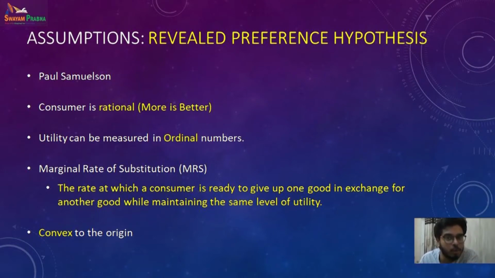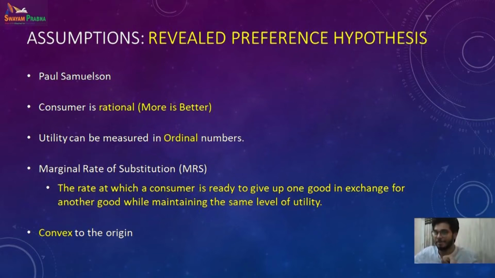We will discuss revealed preference theory in a more detailed approach in our next class. But here we will try to understand the indifference curve and the underlying assumptions which explain the indifference curve with the help of revealed preference theory, or revealed preference hypothesis. The next concept explained under the revealed preference hypothesis is marginal rate of substitution.